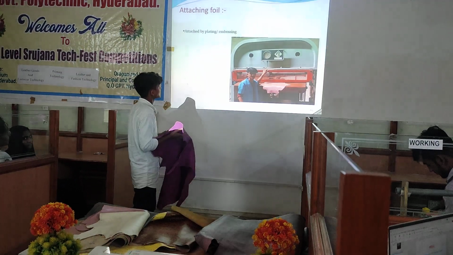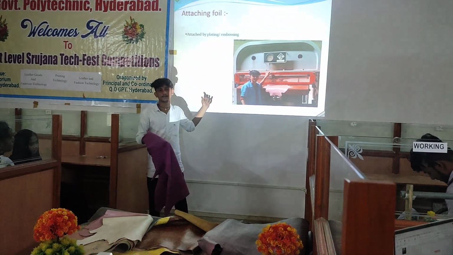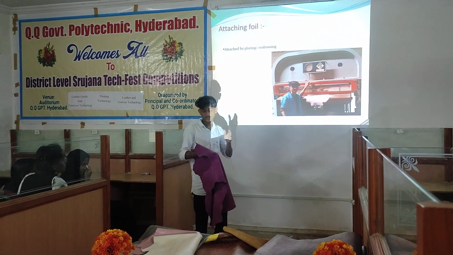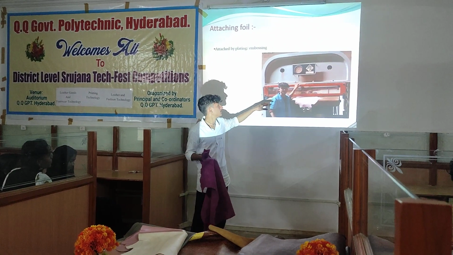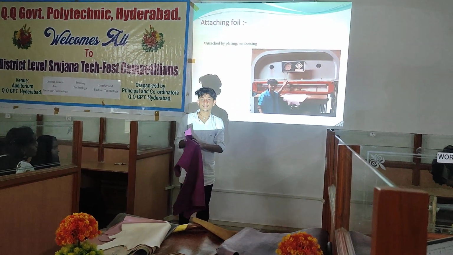Attaching foil. Attaching foil is done by hydraulic press. Previously we have applied that spray to the leather surface, and we have to do plating. By this plating, foil is attached to the grain side of the leather.